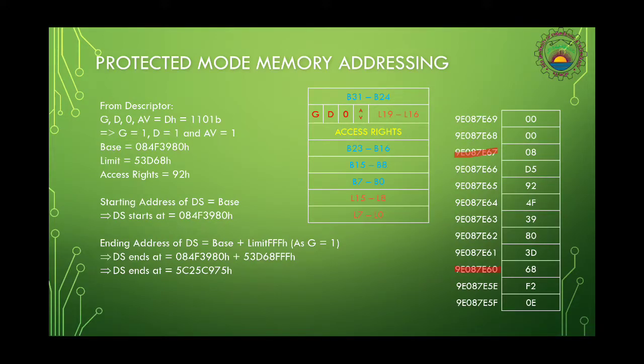In this slide, we are having a standard pattern for a descriptor of a 32-bit processor. So now we have to match values. This 3D is for limit, this 68 is for limit, and the lower nibble of the second last byte is for limit, 5. So the total limit value is 53D68 hex.